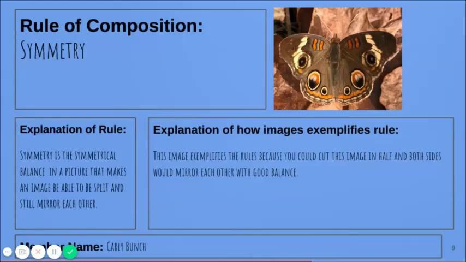Symmetry. Symmetry is a symmetrical balance in a picture that makes an image able to be split and still mirror each other. This image exemplifies the rule because you could cut it in half and both sides would mirror each other with good balance.